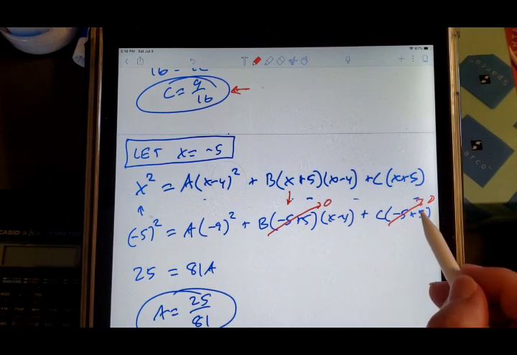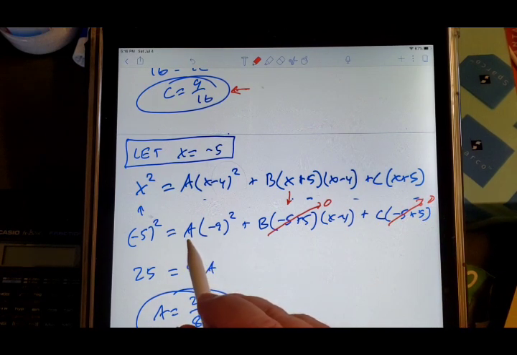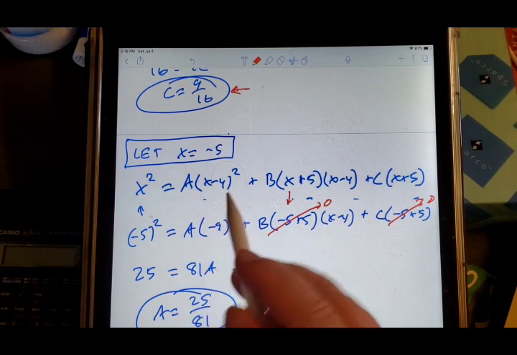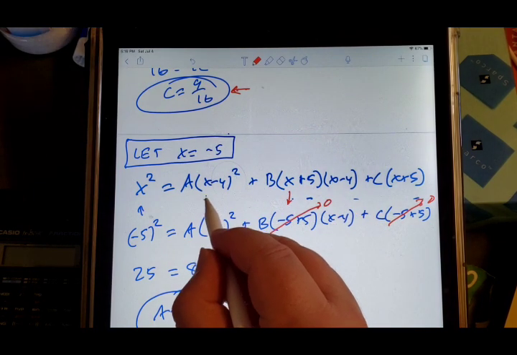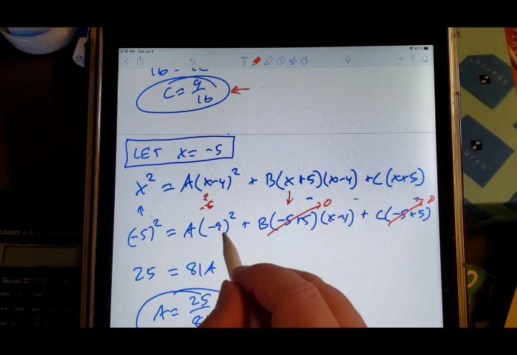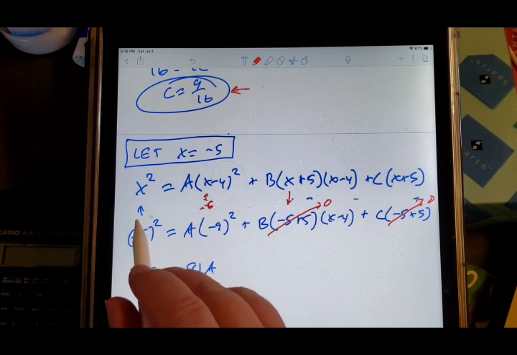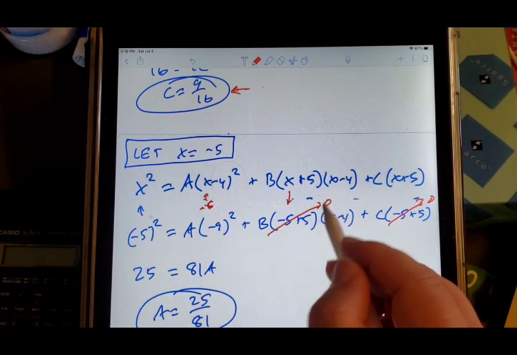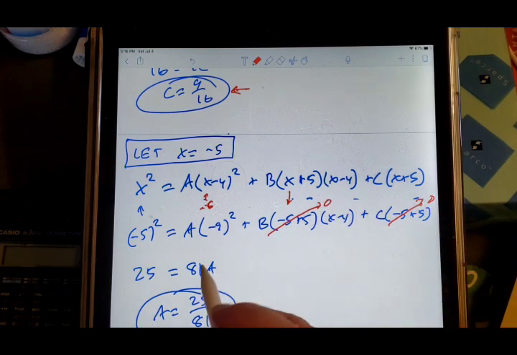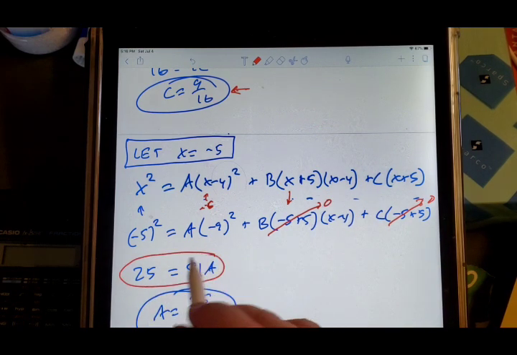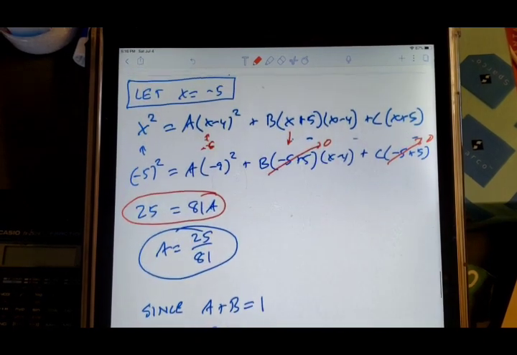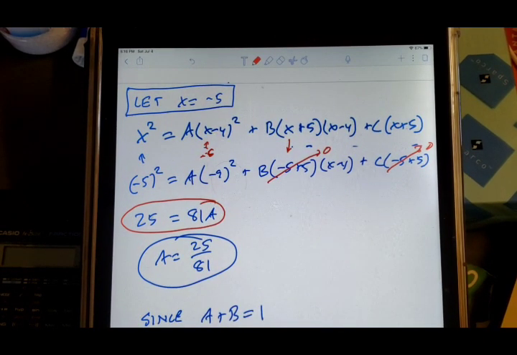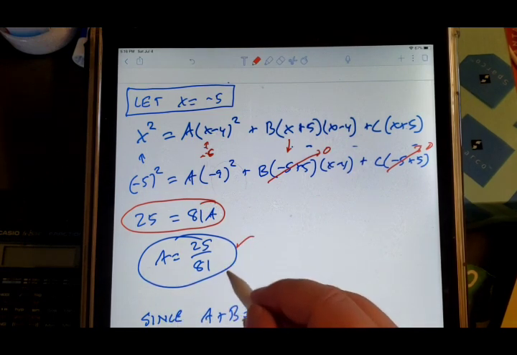This would be 0. The only letter to survive would be A. And the reason why it's -5 is, well, if I put a -5 in there, this becomes -9 squared. So -5 squared, again, I'm just replacing all the x's with -5, taking advantage of all the zeros it creates, and it gave me this really tiny equation. 25 equals 81a. A equals 25 over 81.